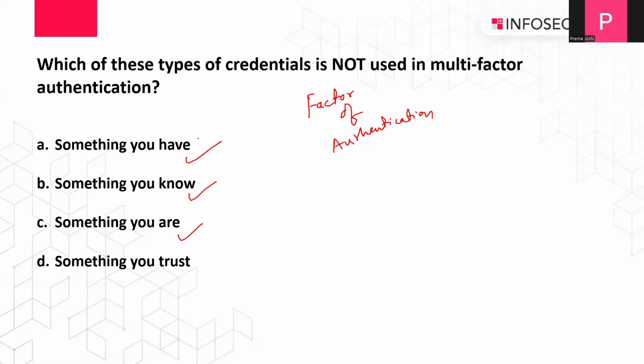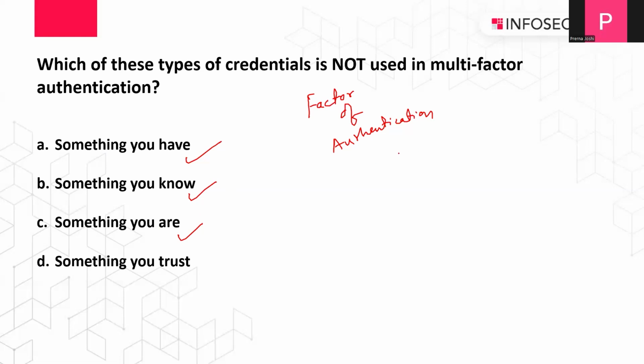Something you know means it's a knowledge factor, something which you will remember, like a password or pin. Something you are means something you are claiming to be, that only you are that person. That is what the biometric factor is. So we have fingerprints, facial recognition, eye scan, all these things. So these are something you are. These are the factors of authentication we have.